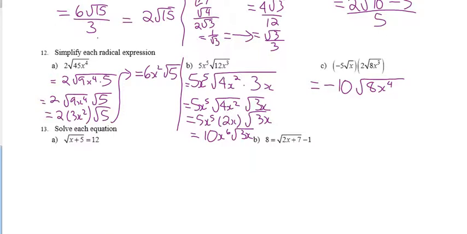Okay, multiply it out. It's number times number, radical times radical. The thing that has a square root will be the 4, right? Largest number that goes in 8 that has a square root is 4. The x to the 4th has a square root.